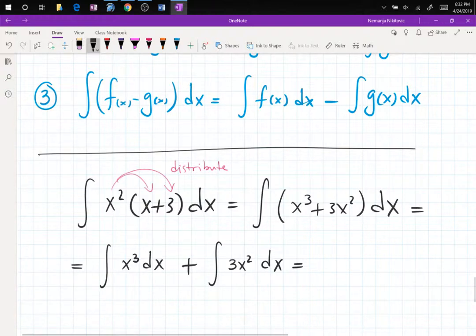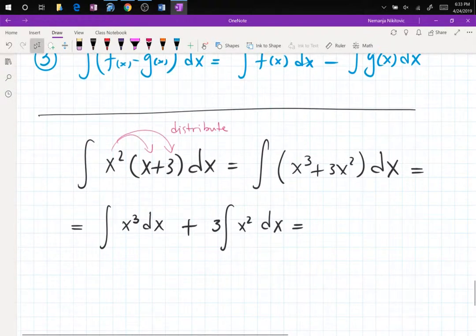Well, this is f, right? That's f and that's g. So we're good. Now, for the second integral, I can also use the rule and kick the 3 out. So let me just swap them.